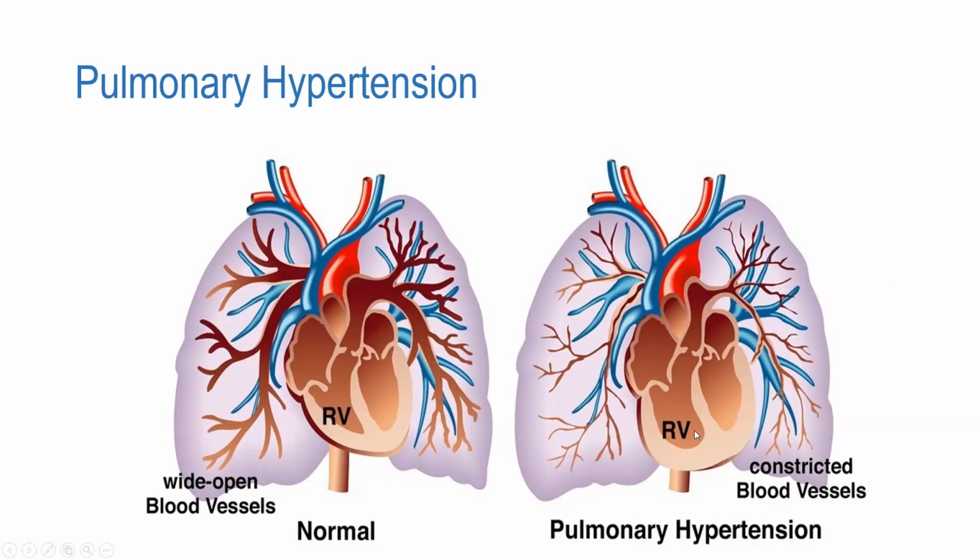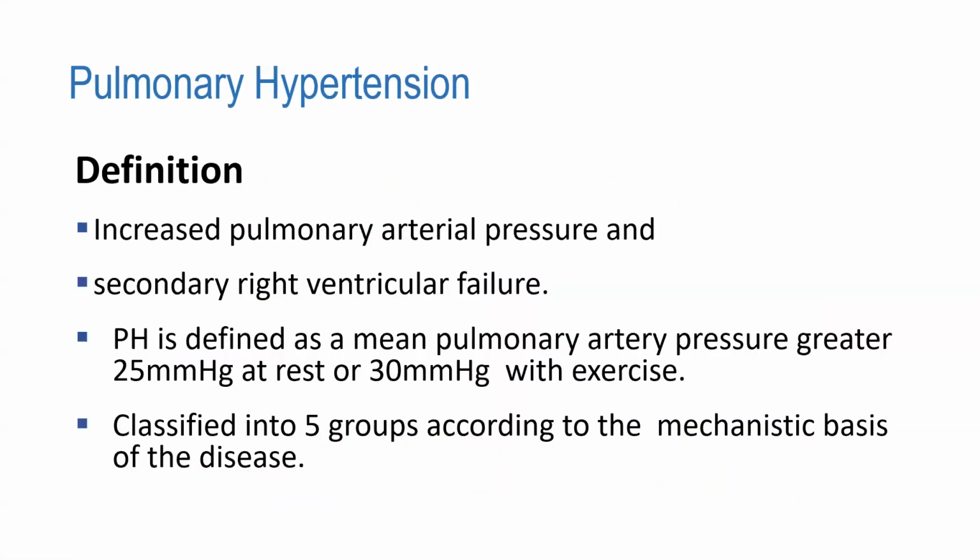So they will also have a right axis deviation and signs of RV hypertrophy on EKG. And again, that's not how you're going to diagnose them. You actually have to look at their pulmonary pressures. So really important to remember that pulmonary hypertension means pulmonary arterial pressure is up. And second to that pulmonary arterial pressure going up, that increases the work of the right heart. So they have a secondary right ventricular failure.